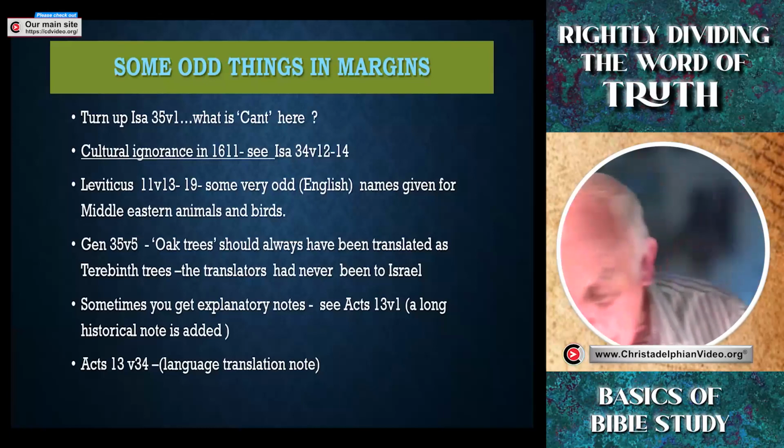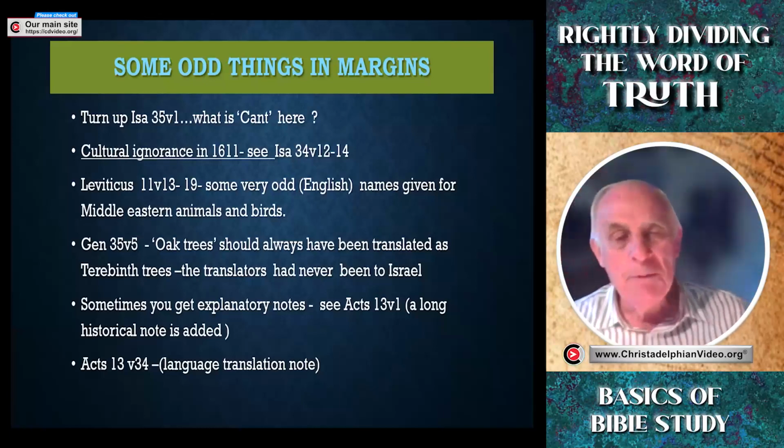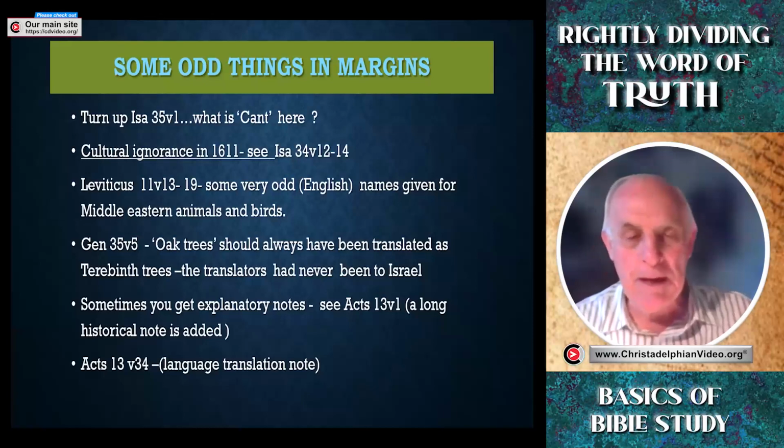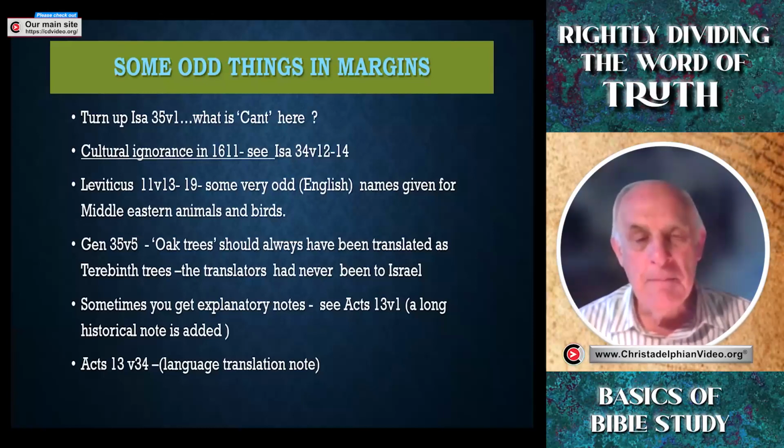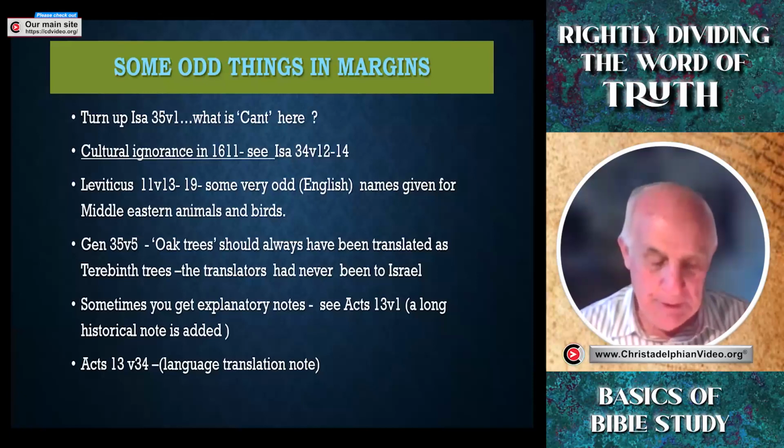If I'd been a translator, I would have put SS or just Song or something like that, but they put in Cant, which of course was a Latin word for a song. So whenever you come across Cant, that's what it means. It means the Song of Solomon.